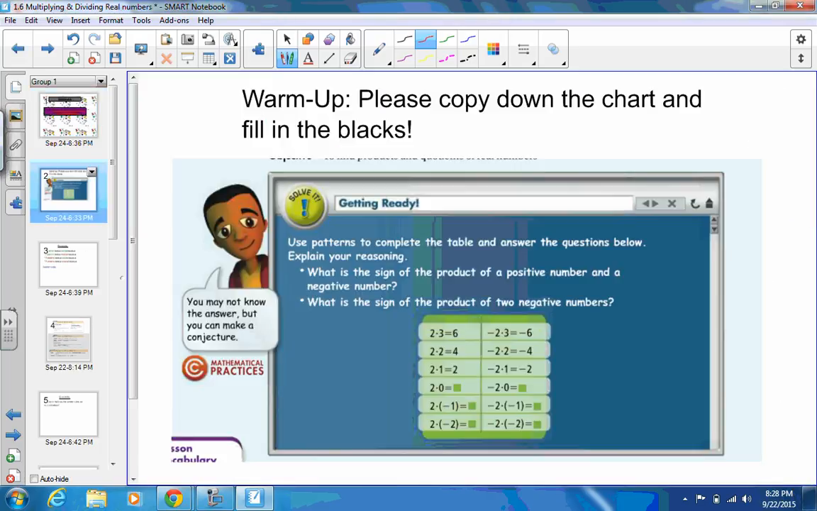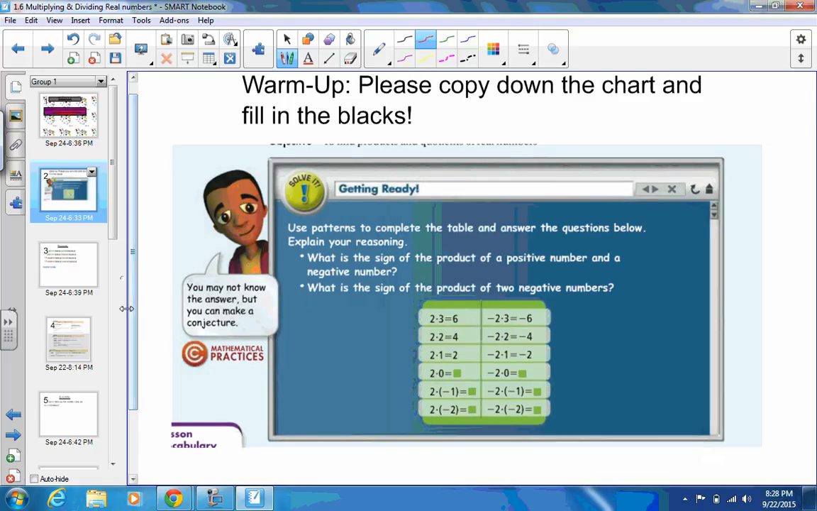So we're going to start off with this warm-up thing here. And I would actually like you to write this down. There's a little chart here at the bottom. I'll highlight here. That's this one right here. I would like you to copy this down and fill in the blanks, because this will help us see why things are the way they are. Because patterns tell us so much in math. A lot of stuff we get comes from patterns. So if we look here, we're doing multiplication. It says use the patterns to complete the table and answer the following questions.